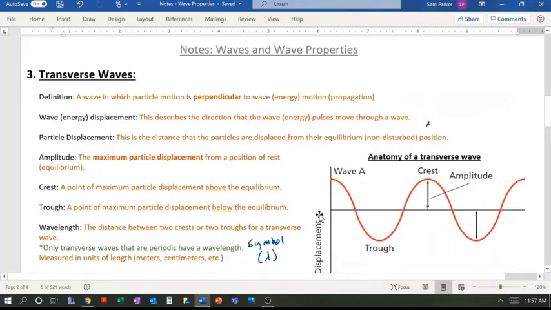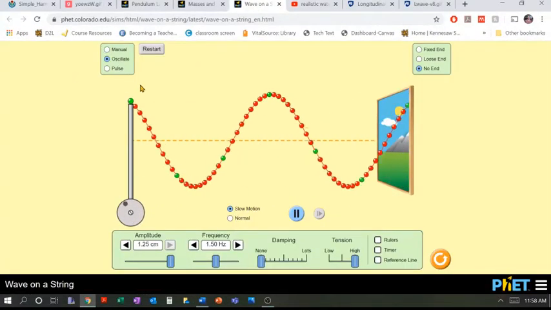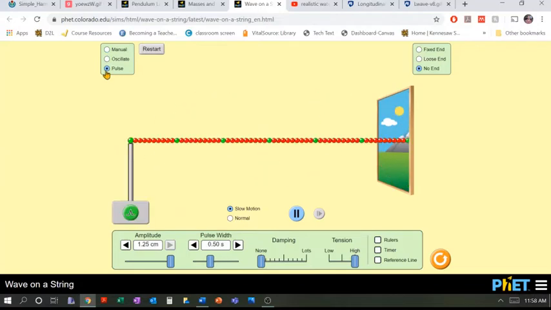Okay, so now we're going to talk about a certain type of mechanical wave, the transverse wave. A transverse wave is a wave in which the particle motion is perpendicular to the energy motion. I've kind of already talked about it a little bit, but I'm going to talk about it some more. This is a periodic transverse wave. Let's just do a regular transverse. This is a transverse wave pulse.